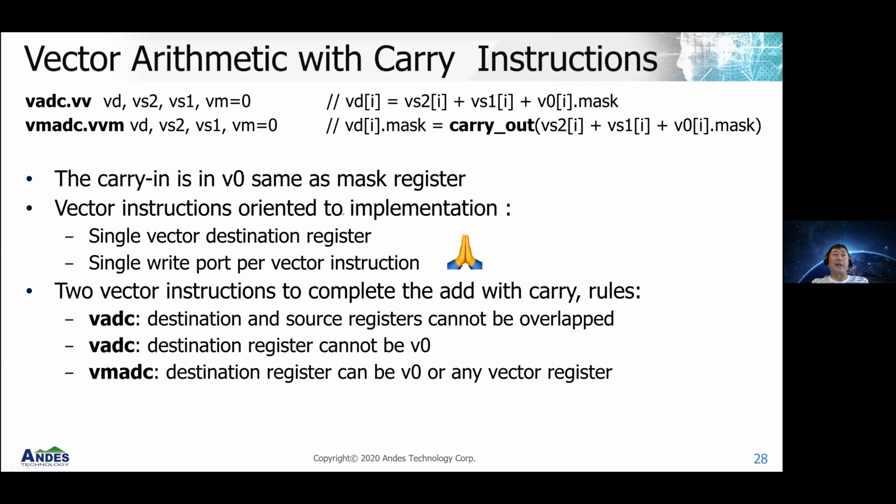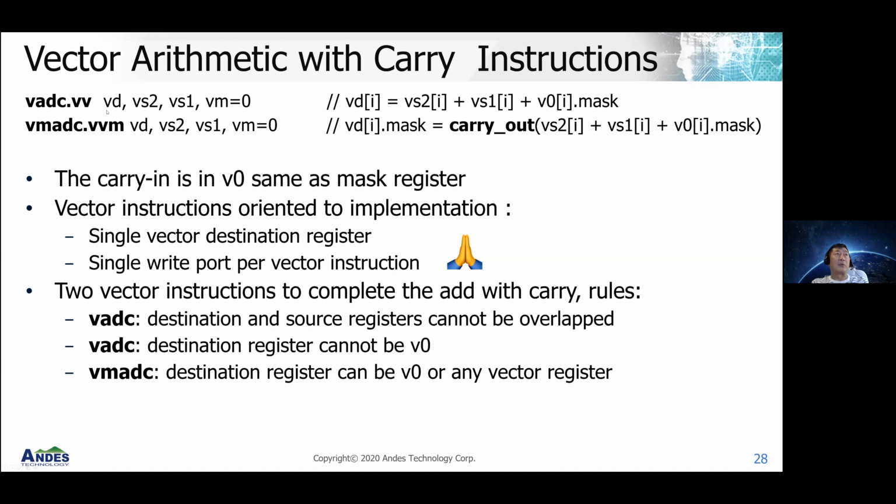And this is actually because the RISC-V vector concept is to simplify the implementation. This is good because you only have a single vector destination register for each one of the instructions, right? And a single write port per vector instruction. And this is good for hardware implementation. That's why you have two instructions.